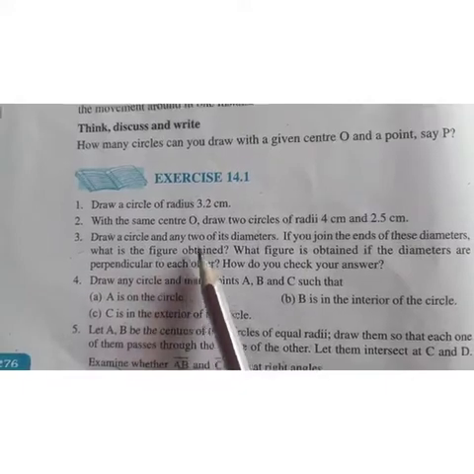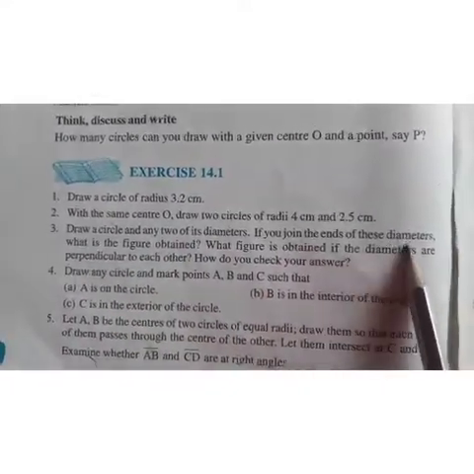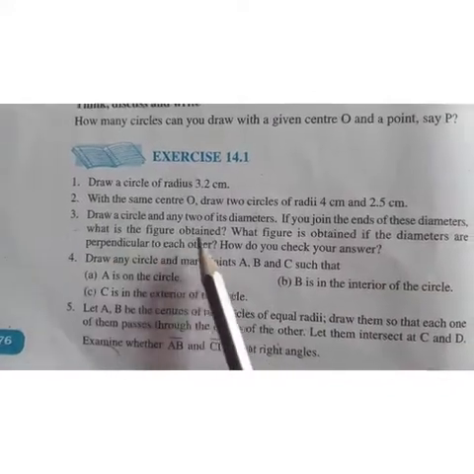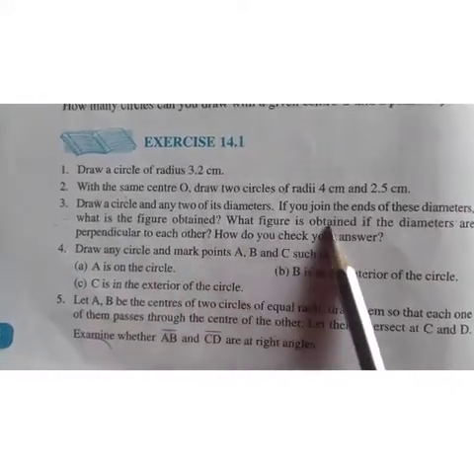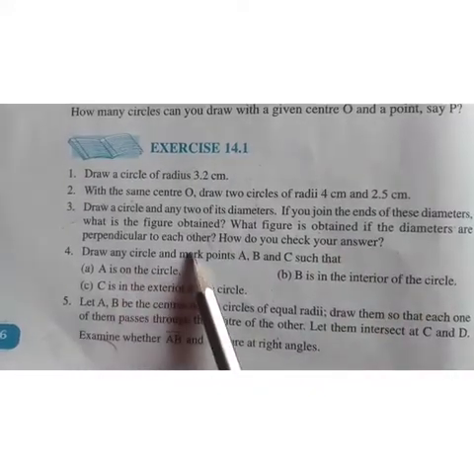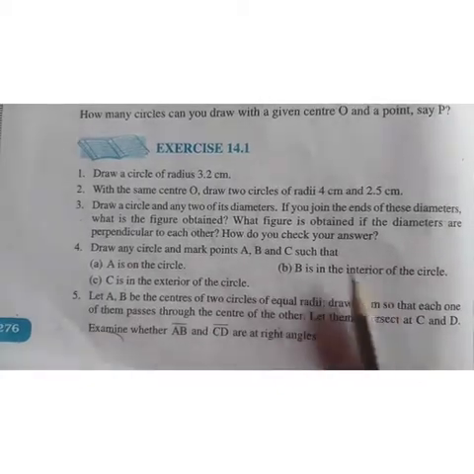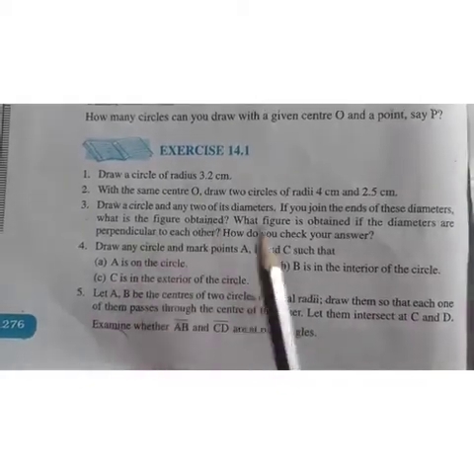Draw a circle and any two of its diameters. If you join the ends of these diameters, what is the figure obtained? What figure is obtained if the diameters are perpendicular to each other? How do you check your answer? So children, first let us draw a circle and two diameters in it.